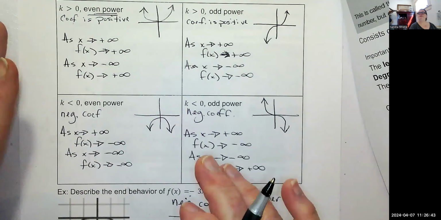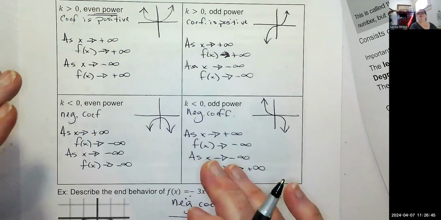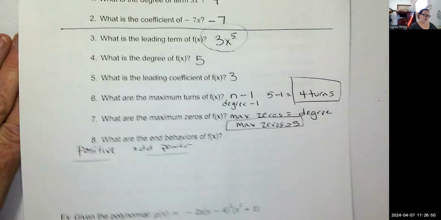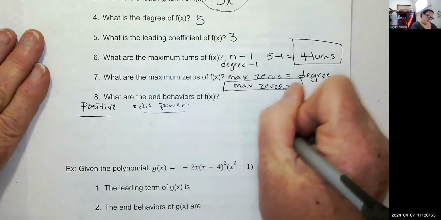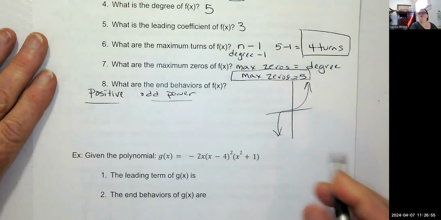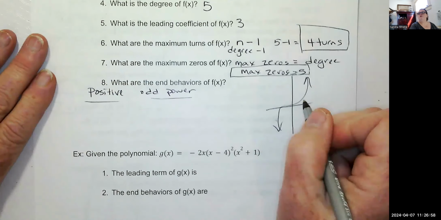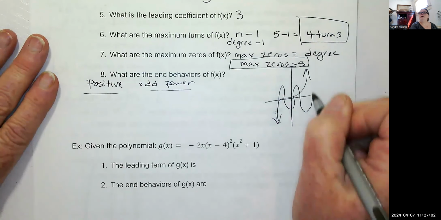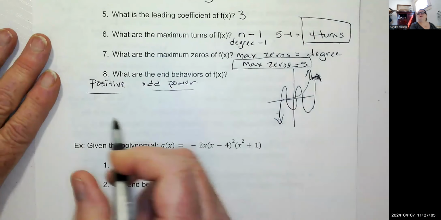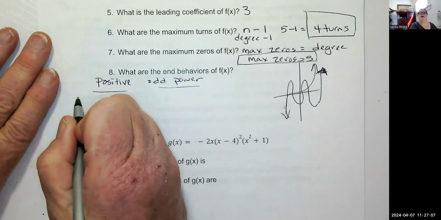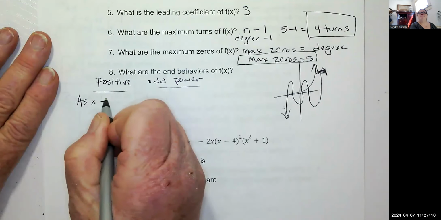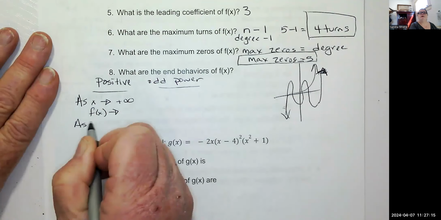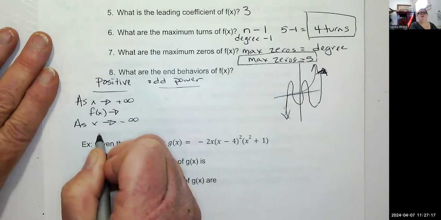Okay. So we have a positive coefficient. We have an odd power. Positive coefficient, odd power. This is what our polynomial is going to look like. Something like this. It might have some terms in here. So max terms is 4. So it actually would look more like 1, 2, 3, and then it's got to go back upstairs somewhere. All right. So as x approaches positive infinity, what's f of x doing? As x approaches negative infinity, what's f of x doing?